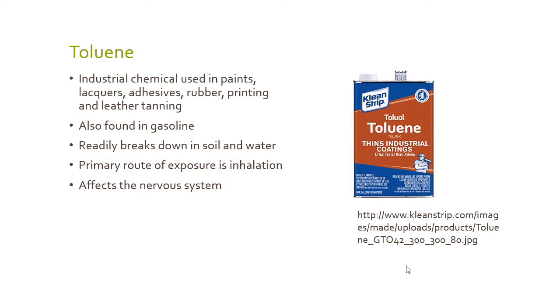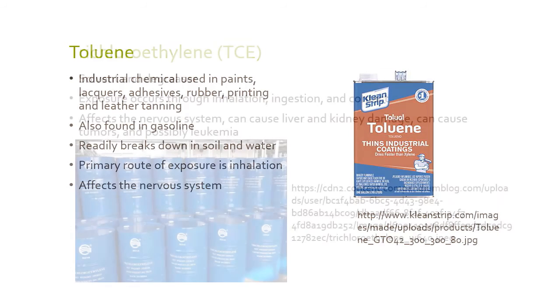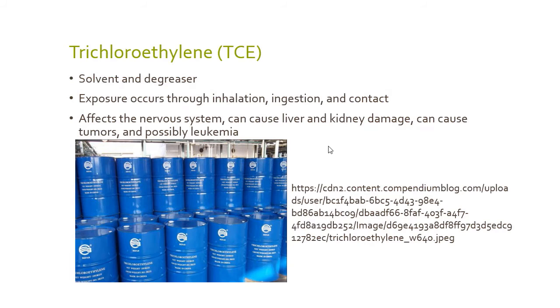Toluene is an environmental solvent. Trichloroethylene, or TCE, is also a solvent or degreaser and can cause liver and kidney damage, tumors, and potentially leukemia.